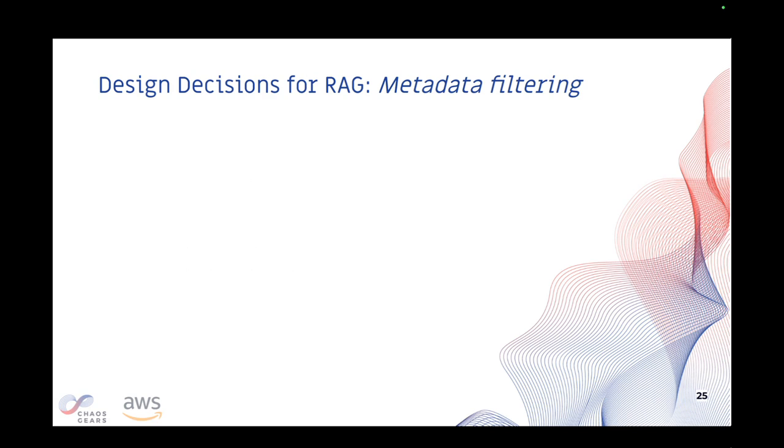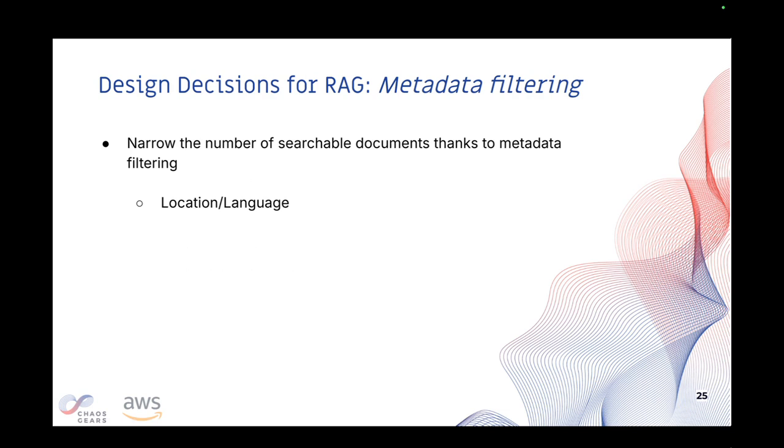Okay, the next thing is metadata filtering. So if you're able to gather some metadata for each document in your vector database, you can narrow the number of searchable documents thanks to something called metadata filtering. It can be anything like location or language. So if you know what location the document refers to, you can add it to your database and use it as an attribute in your metadata. It can be department if the document refers to some department in your company, or it can be any other category. Date, for example, if you want to filter by date, or anything else you can think of.